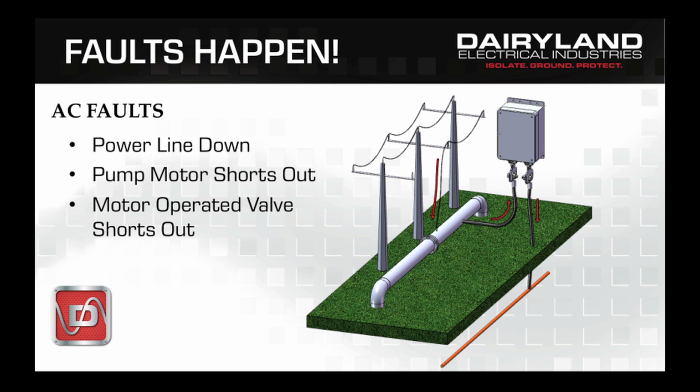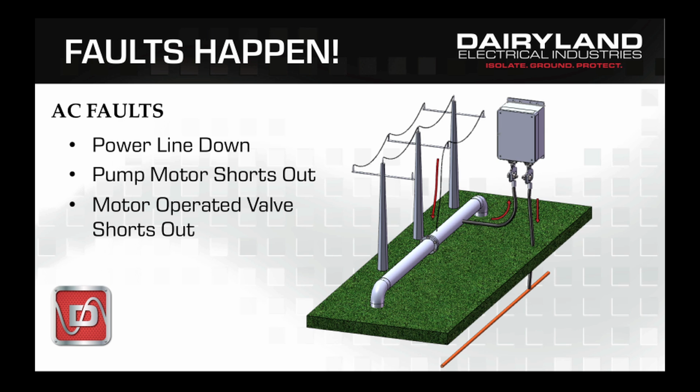In this situation here, I've illustrated a power line falling and coming in contact with a pipeline. While this is probably a remote catastrophic event, it is electrically similar to a pipeline-mounted pump motor or a motor-operated valve shorting out. If that were to happen, it is very important that we move the power that is temporarily on that pipeline to a safe grounding condition.